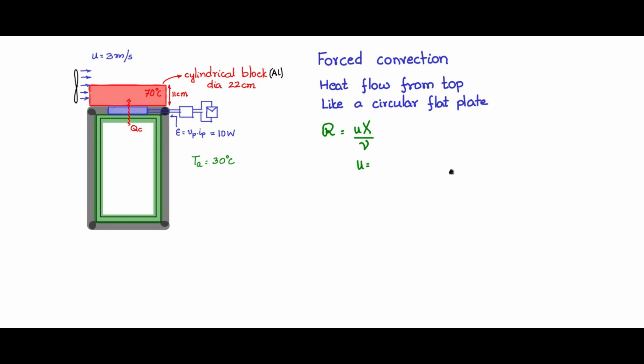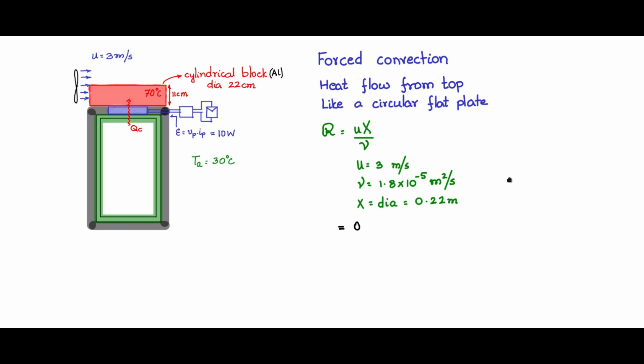So for this circular plate, the Reynolds number is given by Ux by nu. Nu is the kinematic viscosity, U is the velocity of the airflow, X is the characteristic dimension. U is given from the fan data sheet, 3 meter per second. Nu, the kinematic viscosity, is 1.8 × 10^-5 meter square per second. This we know for air. And the characteristic dimension is the diameter, which is 0.22 meter.